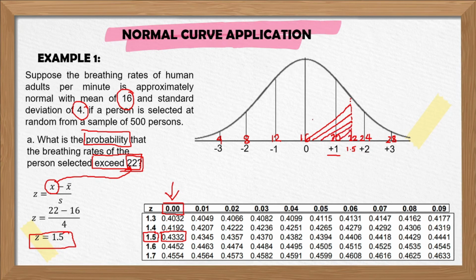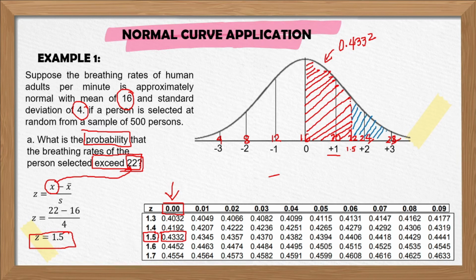So, the area is 0.4332. Now, the question is, what is the meaning of exceed 22? Ibig sabihin yan, yung mas mataas sa 22. Ano ba yung mas mataas sa 22 dito? Pwede nating sabihin 23, 24, 25, 26, 27, 28. Ibig sabihin, ang tinutukoy niyang region dito sa normal curve ay itong side na ito.